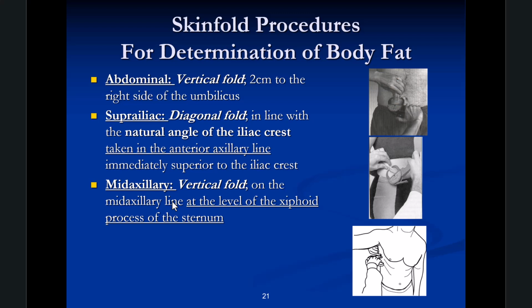For abdominal, 2 centimeters to the right of the umbilicus, it's a vertical fold. Superiliac, you find the iliac crest, and you want to take a diagonal fold right near the top of it, in the natural line of the iliac crest, in what's called the anterior axillary line, which is basically in line with your armpit. Mid-axillary, vertical fold, is on the side of the body at the level of the xiphoid process, all the way on the side. To do this measurement, usually you have someone hold their arm out, and then you're able to get the measure right here on the side of their torso.